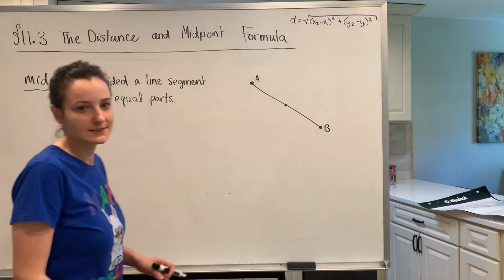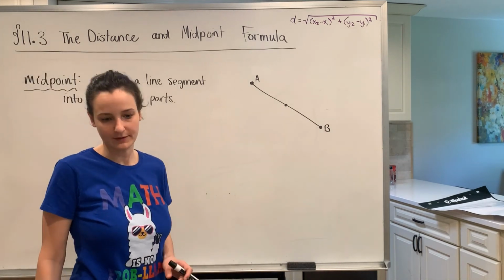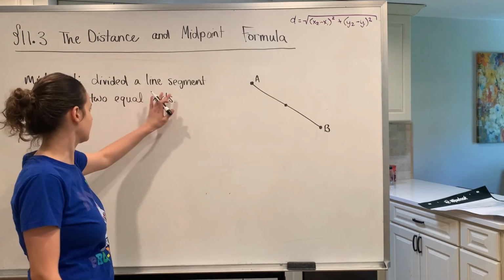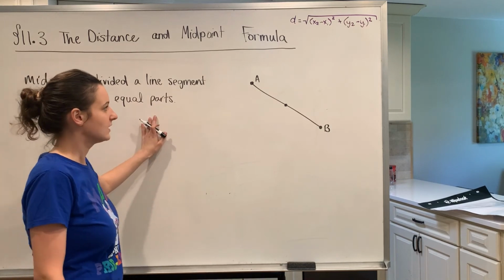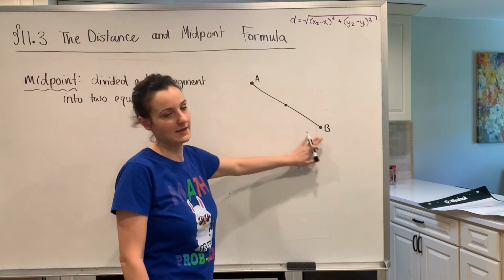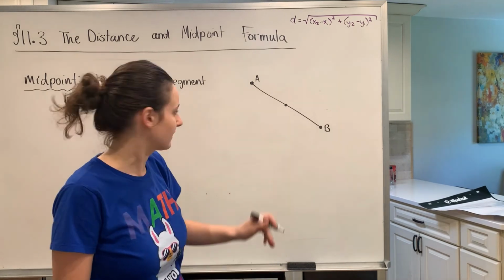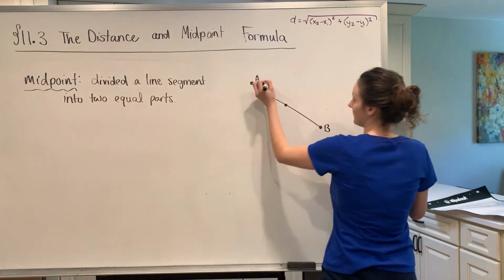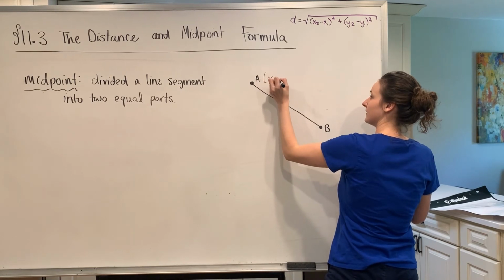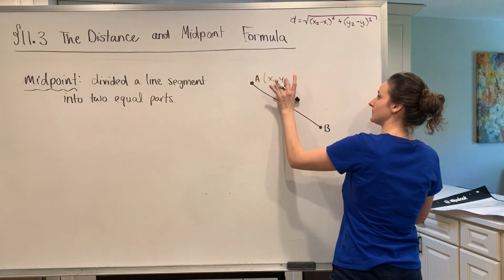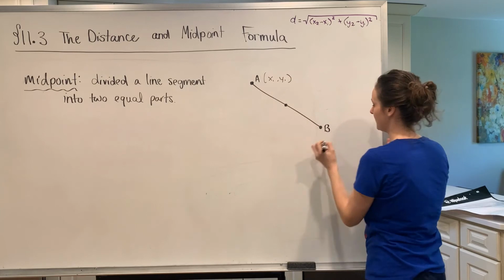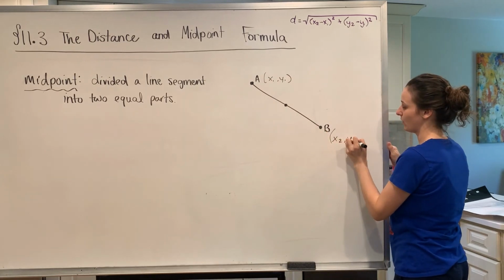In the second part of this lesson, we'll be talking about the midpoint formula. So the midpoint divides a line segment into two equal parts. So notice here I have the line segment from A to B. I want to find the midpoint of this line segment. So let's call A to be at x1, y1. Oh, I'm sorry. And B to be at x2, y2.